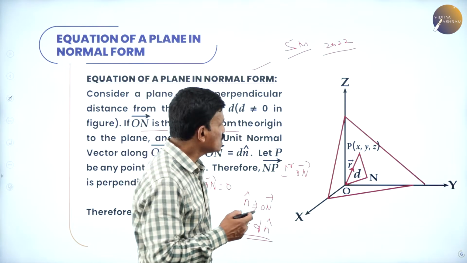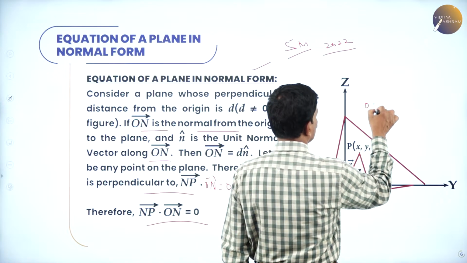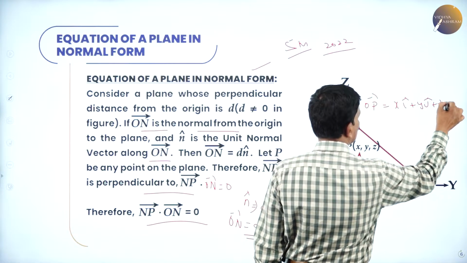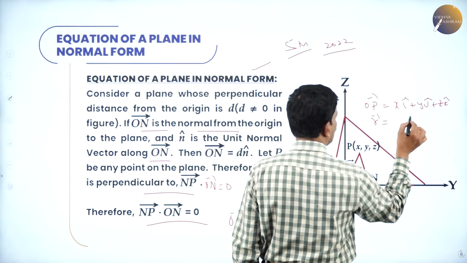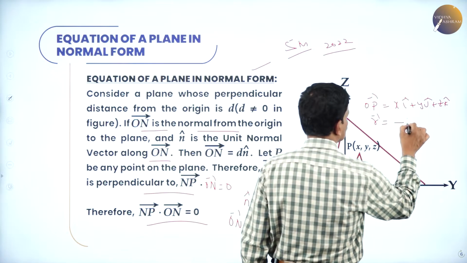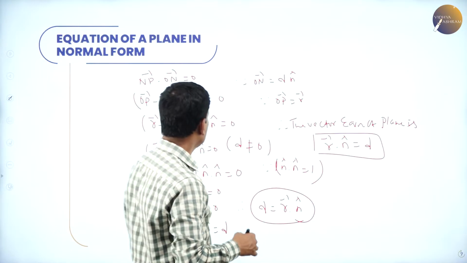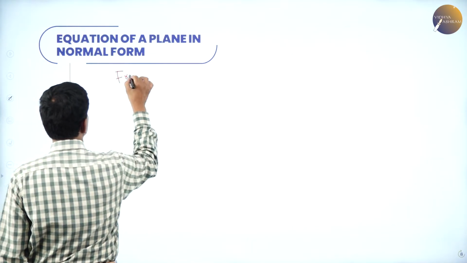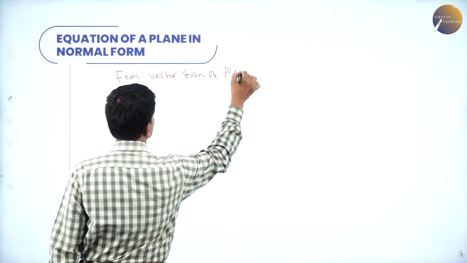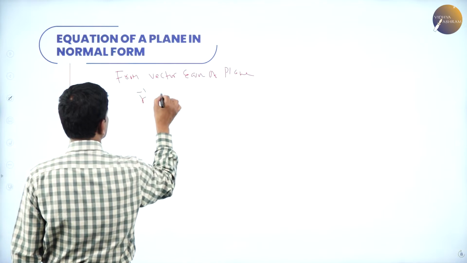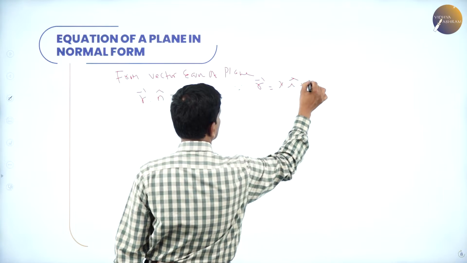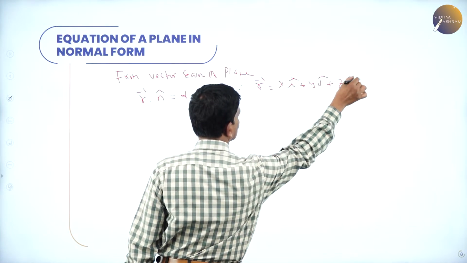Now what is P here? Since P(x, y, z) is any point, the position vector OP is equal to xi plus yj plus zk. What is the position vector? This is nothing but vector R. So vector R is equal to xi plus yj plus zk. Next, from the vector equation of the plane, we have vector R dot N cap is equal to D, where vector R is xi plus yj plus zk.